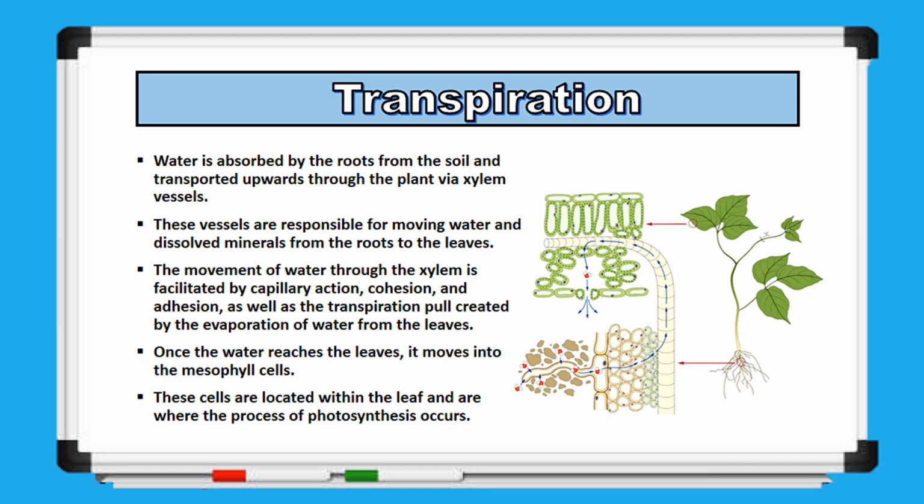via xylem vessels. These vessels transport both water and dissolved minerals from the roots to the leaves. The upward movement is driven by capillary action, cohesion, and adhesion, along with the transpiration pull caused by water evaporating from the leaves. Once in the leaves, water enters the mesophyll cells, which are the sites of photosynthesis.